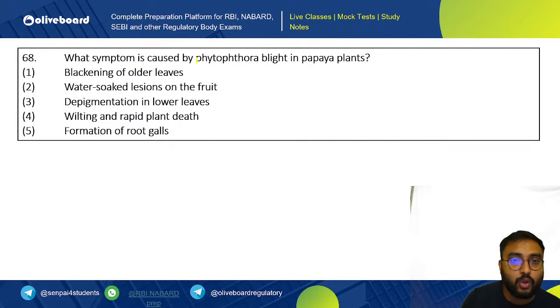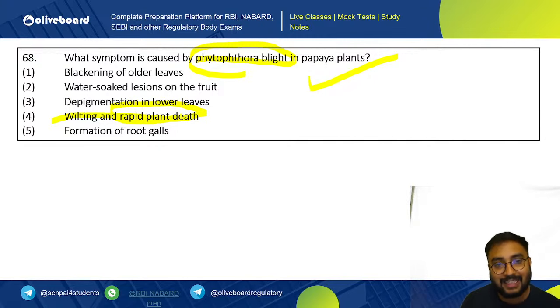What symptom is caused by Phytophthora blight in papaya? The Phytophthora blight causes the wilting situation and drying resulting in the plant's death. Wilting is nothing but drying of the leaves and stems because of the unavailability of water.